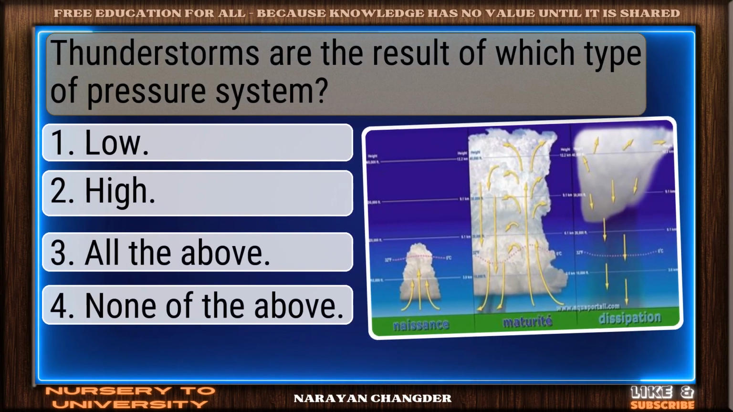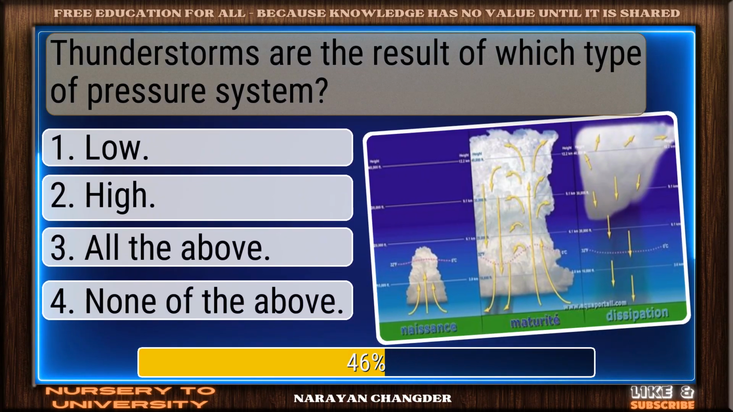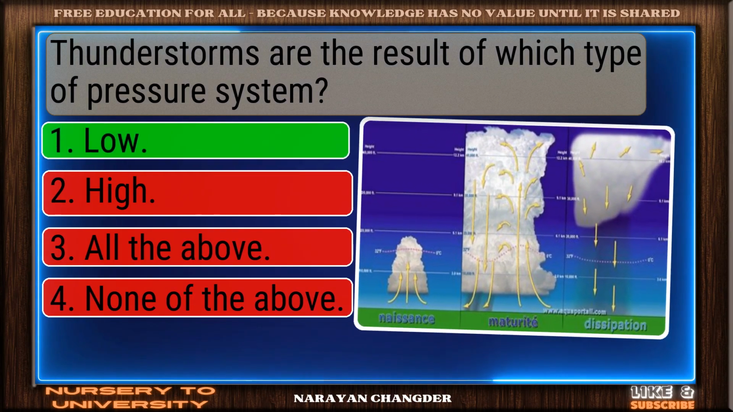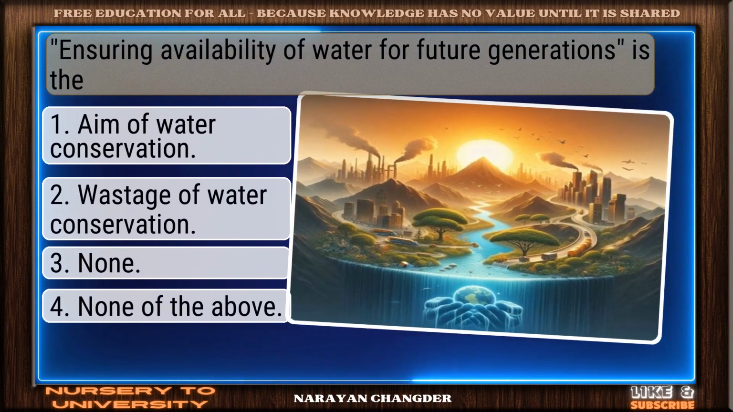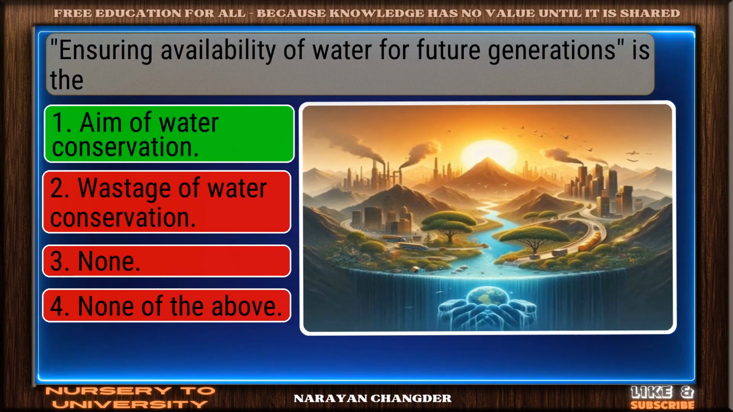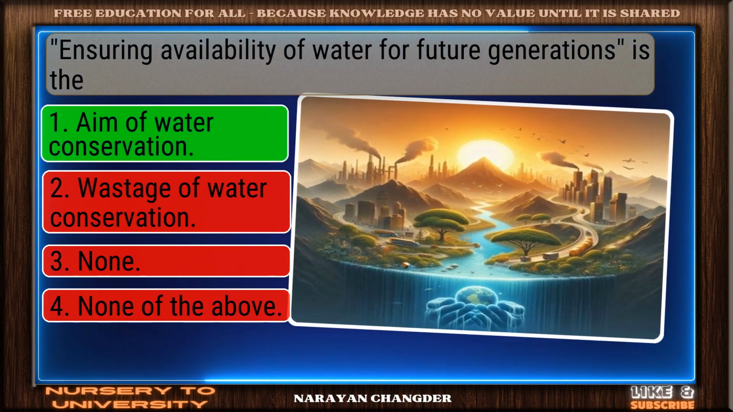Thunderstorms are the result of which type of pressure system? Great thinking. Low is the right choice. Ensuring availability of water for future generations is the. Well done. Aim of water conservation is the right choice.